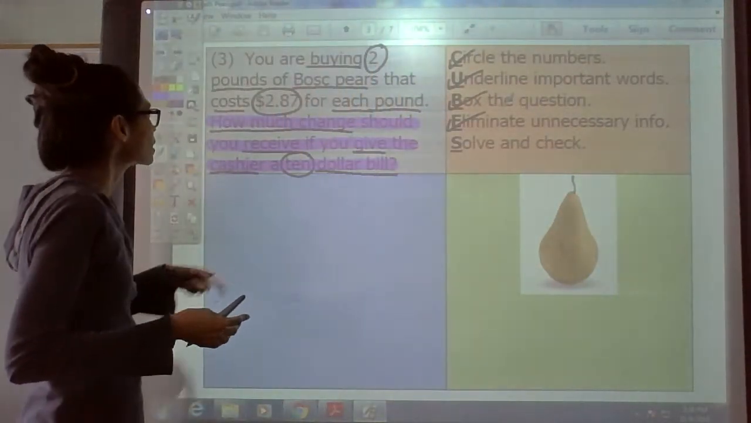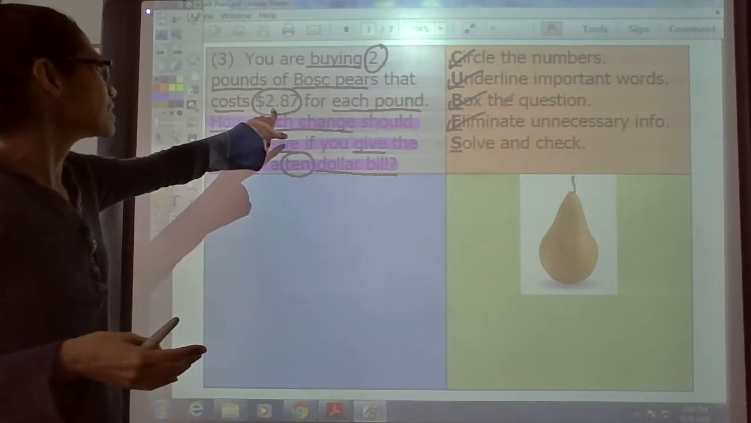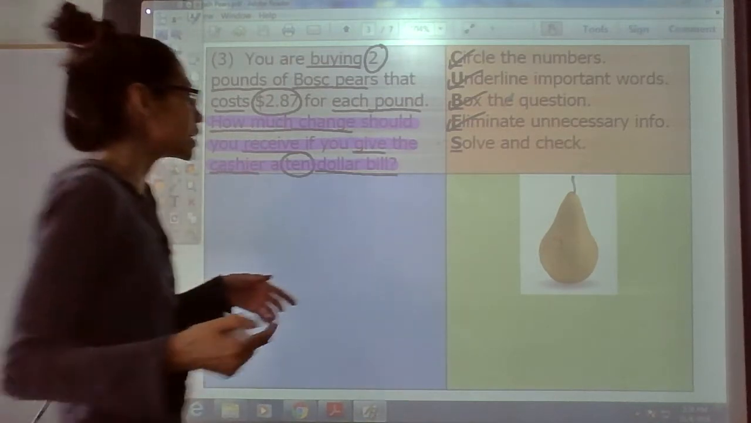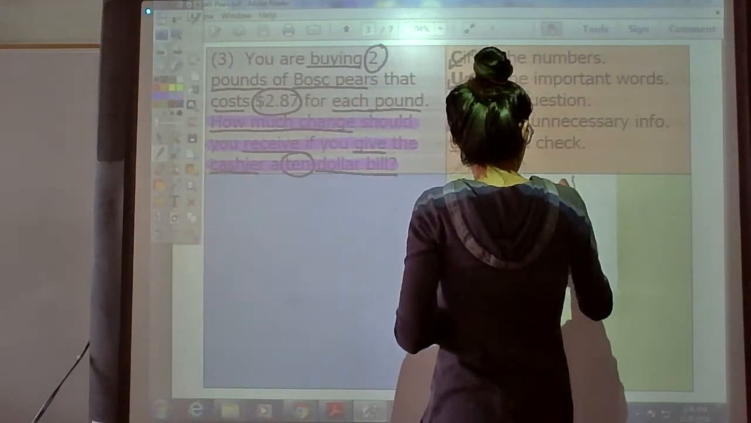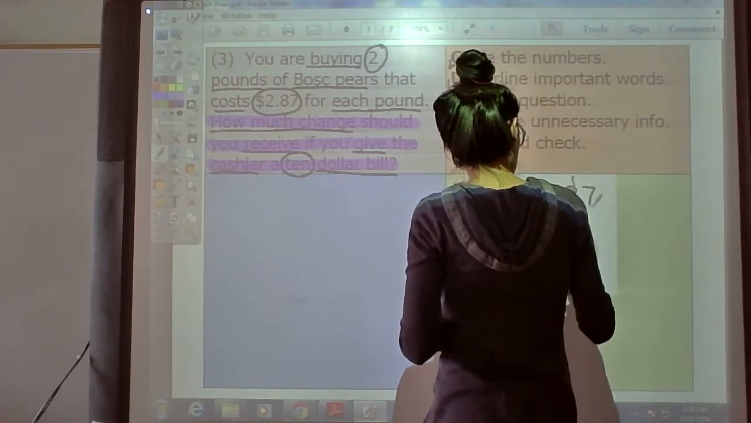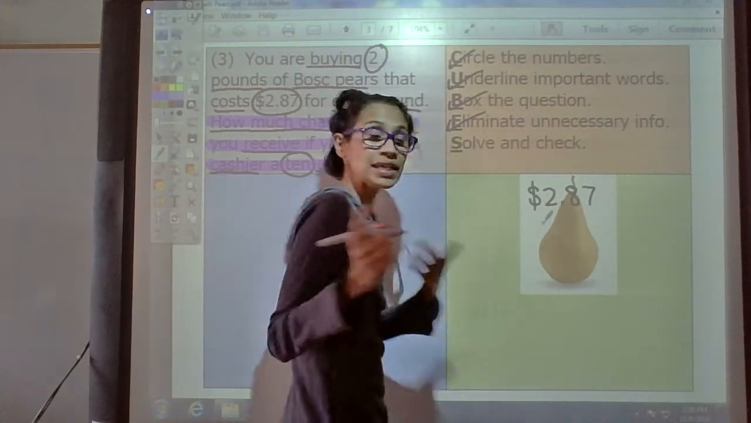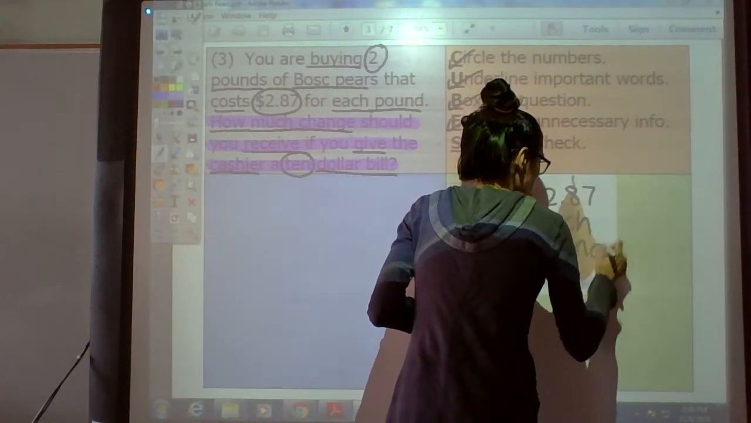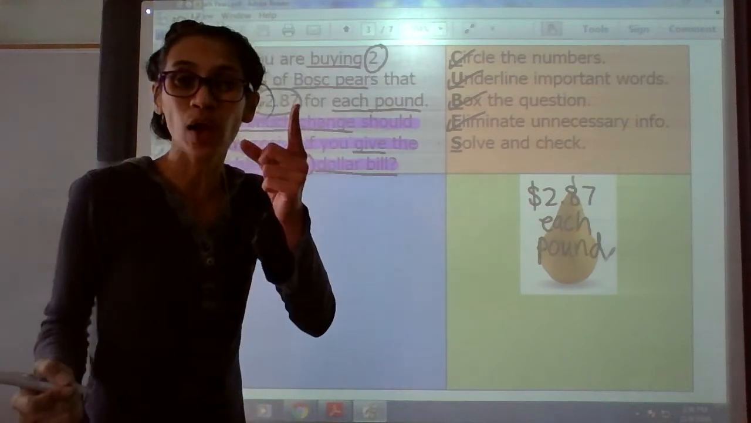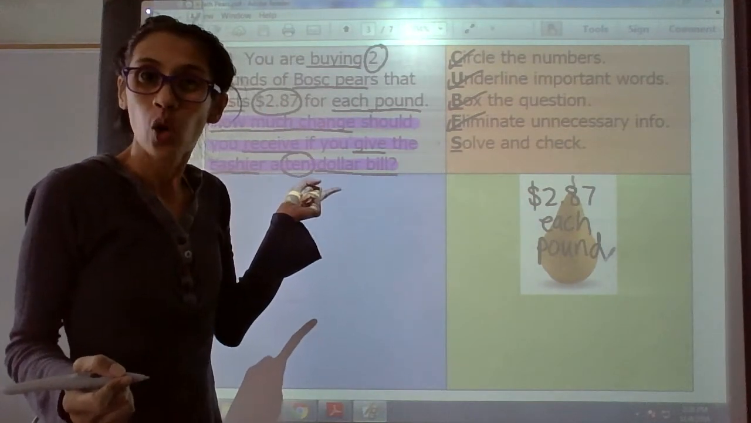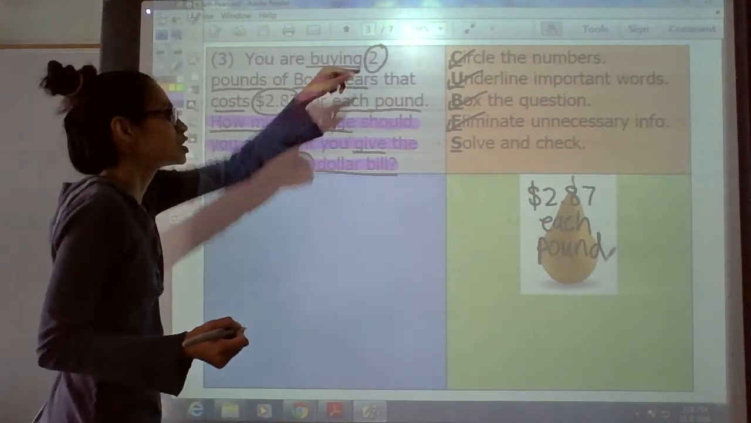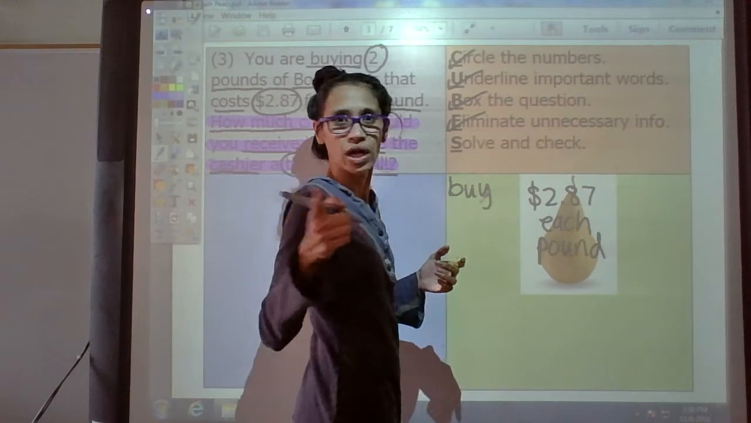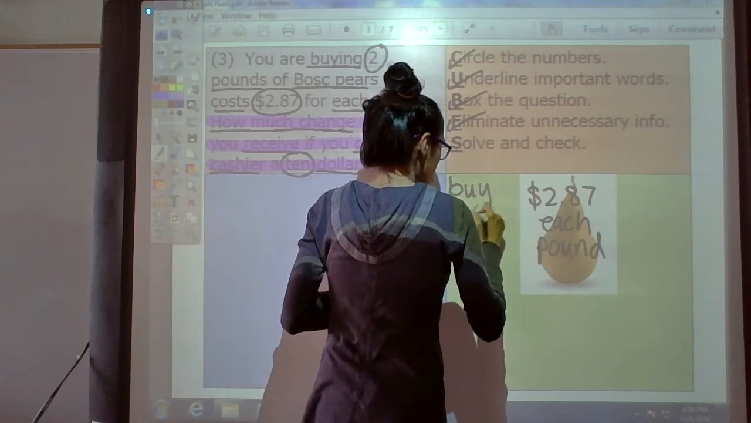And let's see. It says it costs $2.87 for each pound. So there's that Bosque pear. And it costs $2.87 for how many pounds? Each pound means what? That means for 1 pound. Now, are you buying 1 pound in this question? No, it says right there, you need to buy 2 pounds. So that's like if I send you to the store, can't drive though. Please buy me 2 pounds of these pears.